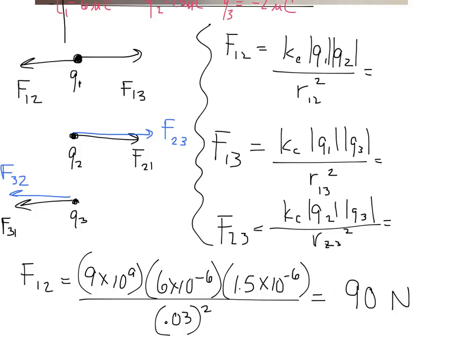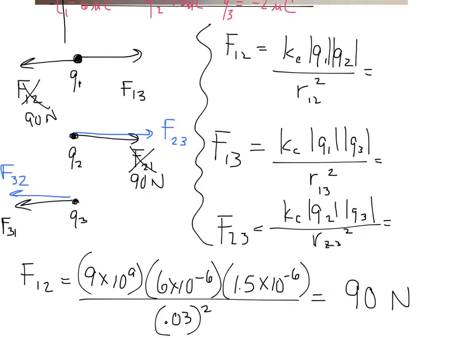If that's F12, that's also F21. So right here, and right here, you can draw 90 newtons in. Let's go ahead and do that, please. Watch. Cross this out. Put 90 newtons. Cross this out. Put 90 newtons, please.